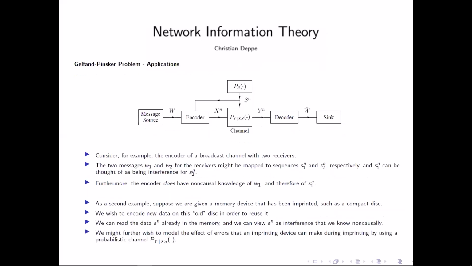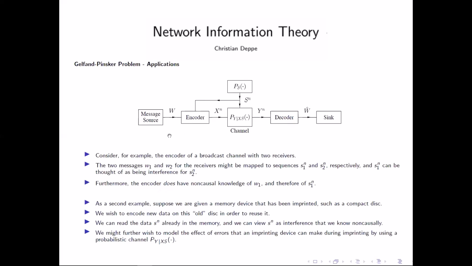Now you can ask, how realistic is this model? Of course, we can also consider this model in a causal fashion. That means the state sequence S is sent to the encoder after every symbol he sent. So if he sent a symbol, he gets a new state. And then you can think perhaps the encoder always makes some channel tomography, receives this, and then encodes the next symbol. But is the non-causal fashion also realistic?